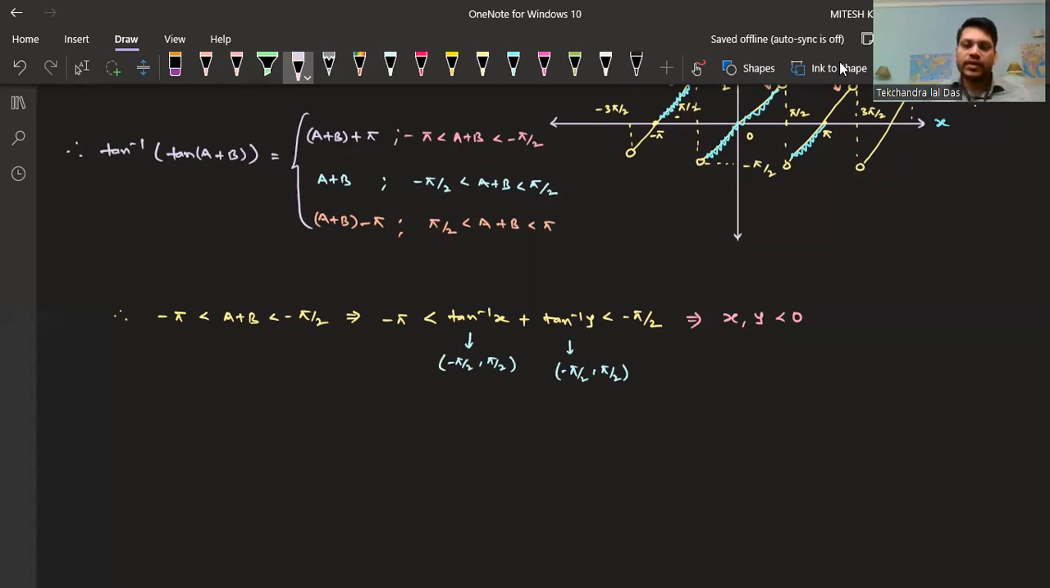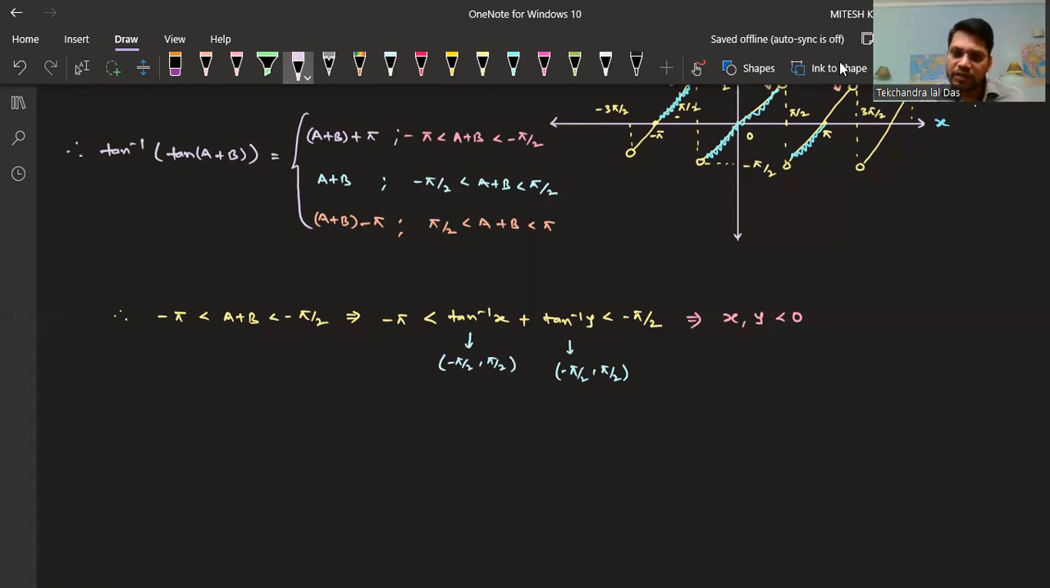Now, while solving this inequality here, see, tan inverse x plus tan inverse y is greater than minus pi is obvious. Yes, obviously, because if you add these two, just now I've told you that each is from minus pi by 2 to plus pi by 2, after adding, the lower limit is definitely minus pi. Okay, so this is obvious.